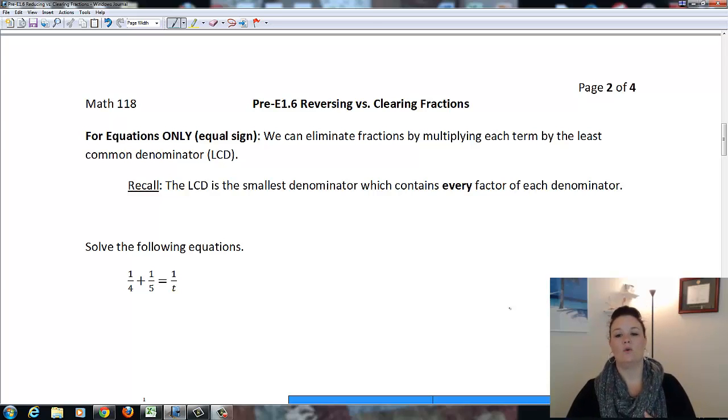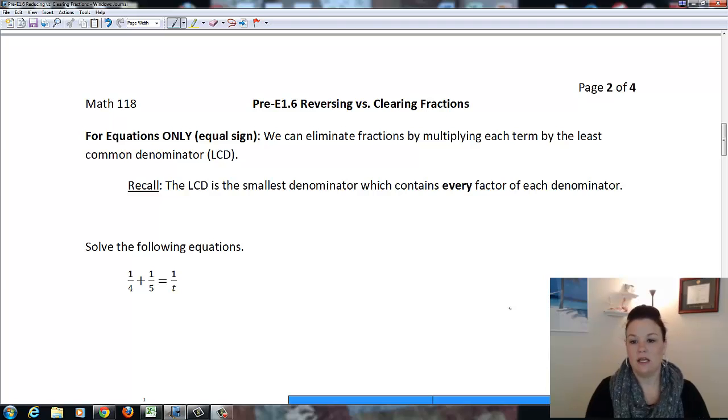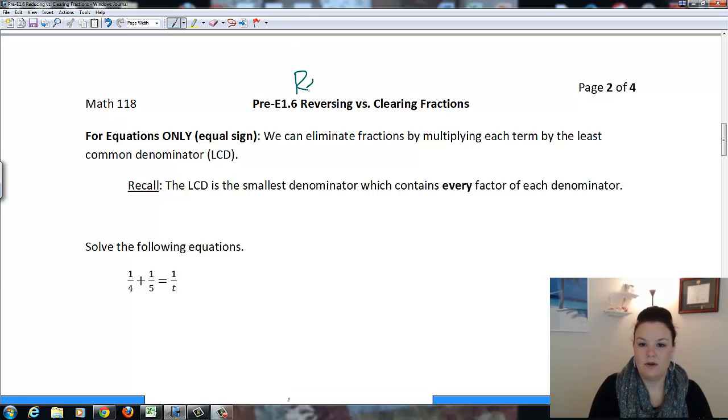Okay, now when we talk about clearing fractions, we can only clear fractions or get rid of them completely if we have an equal sign. So again, I'm going to go ahead and fix my little typo here. This is supposed to say reducing.